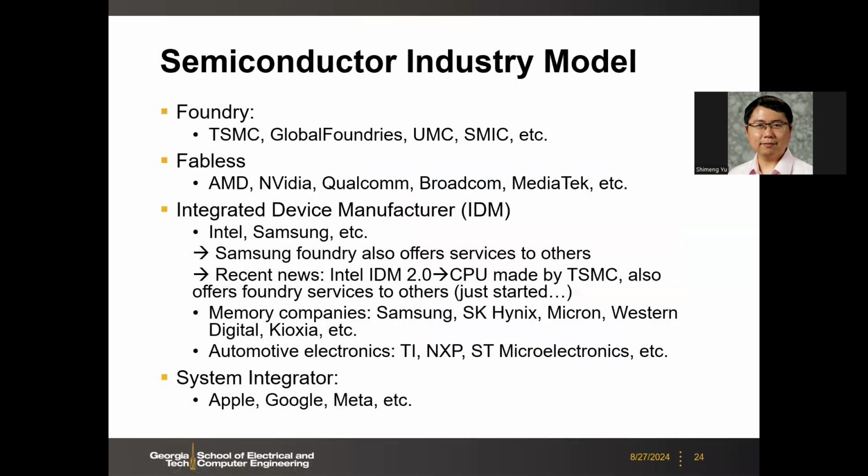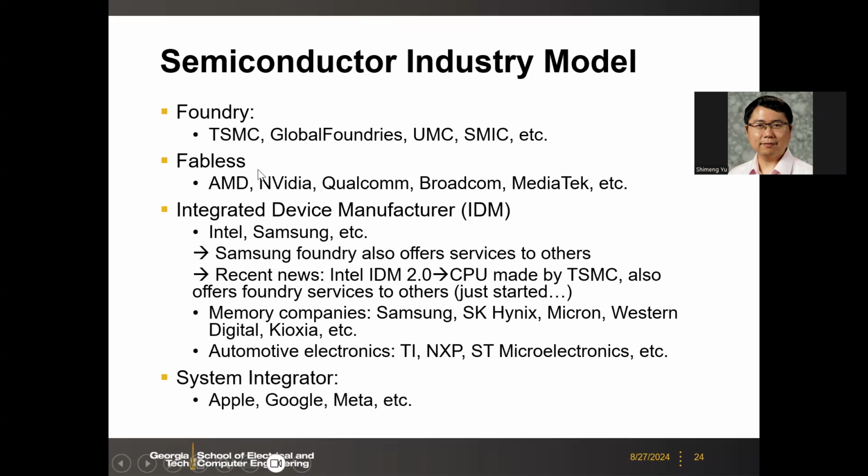And then let's look at the overall semiconductor industry models. First of all, we have the companies working as foundry. A foundry only does the manufacturing from the designs of other design houses. The leading foundry, of course, is TSMC. If you look at the foundry market share, TSMC occupies more than 60%. And then we have Global Foundry and UMC, SMIC, and so on. Those are second tier, third tier foundries. Basically, TSMC dominates the market.